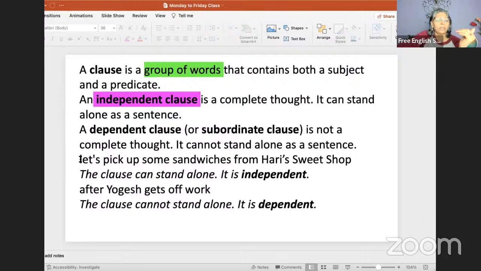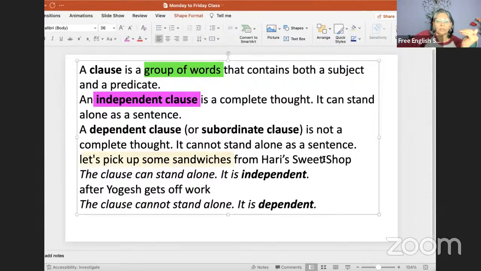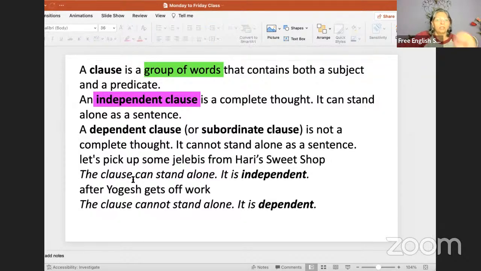So now here, if I say, pick up... actually, let's skip sandwiches, let's write jalebis. So let's pick up some jalebis from Hari's sweet shop, right?